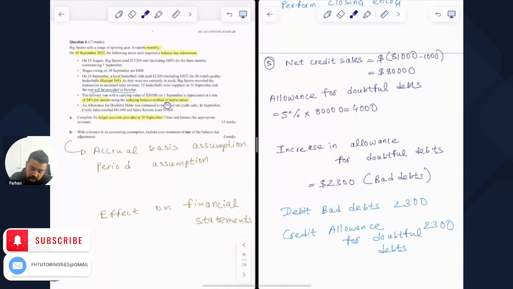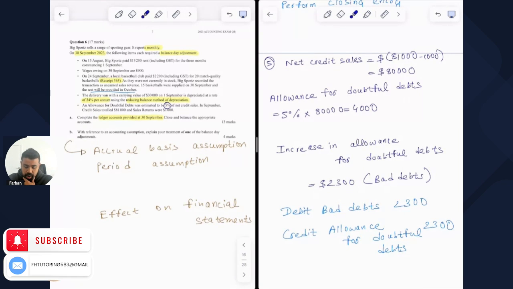With reference to an accounting assumption, explain your treatment of one of the balance sheet adjustments. I believe we have already been discussing this throughout the question as we went from one transaction to another. But let me walk you through this again. So we are using the accrual basis assumption. We understand that. And the accrual basis assumption calculates profit by taking the revenues earned and then subtracting the expenses incurred.